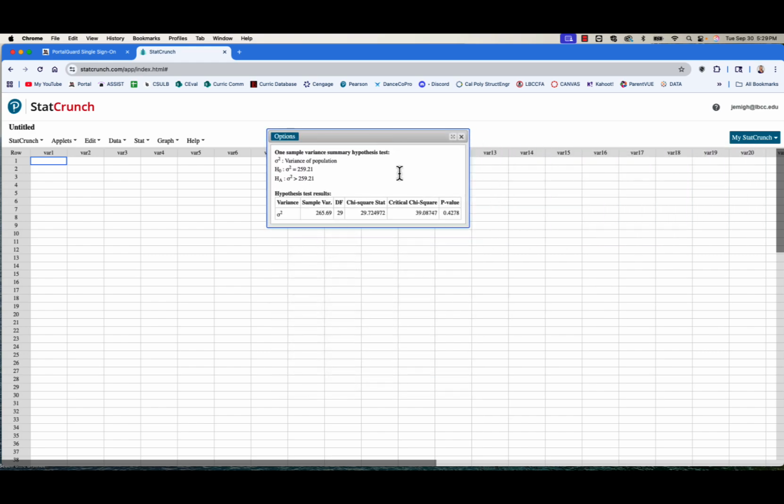Output screen, we've got our p-value here. Critical chi-squared value 39.09. And this right here, it says chi-square stat. That is the test statistic, 29.72. All right, let's see what that looks like in our notes.